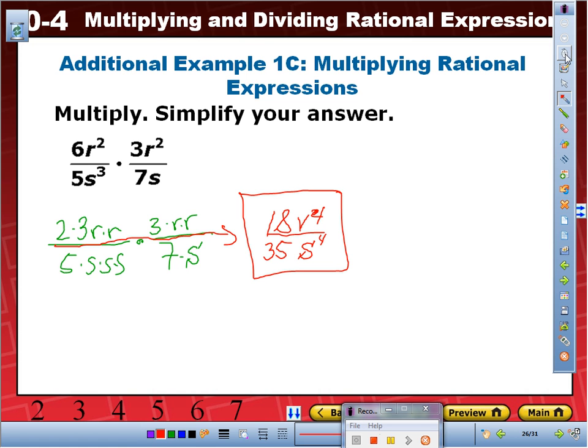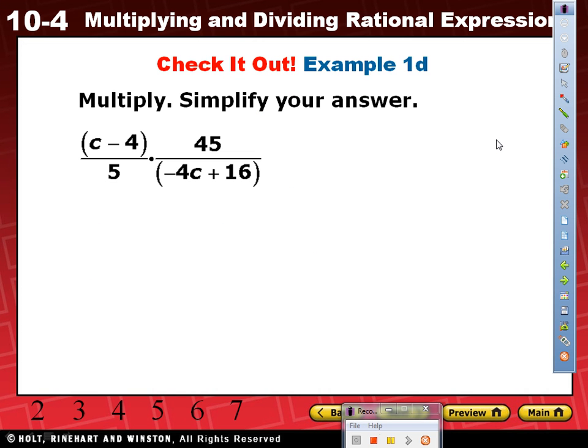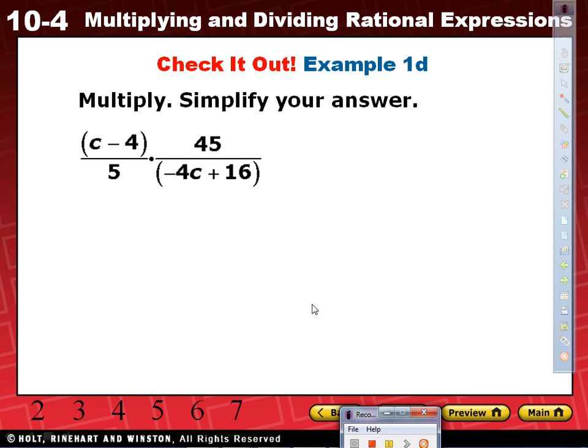1D. Copy this one. c minus 4 over 5 times 45 over negative 4, c plus 16. Do that one, see what you get. All right, let's see. First fraction, let's see. Is there any GCF here? Just one, so I just rewrite it.